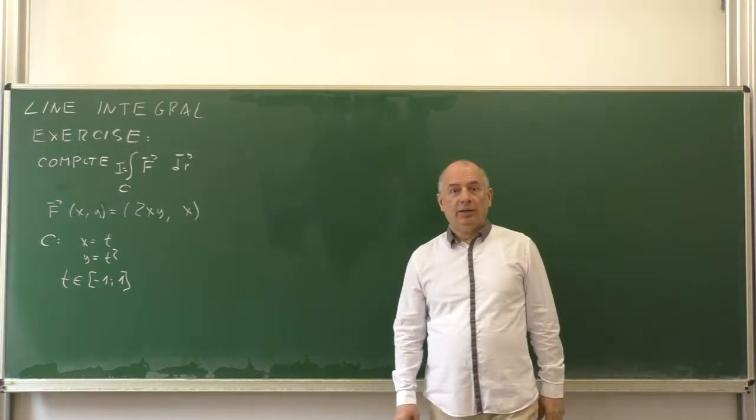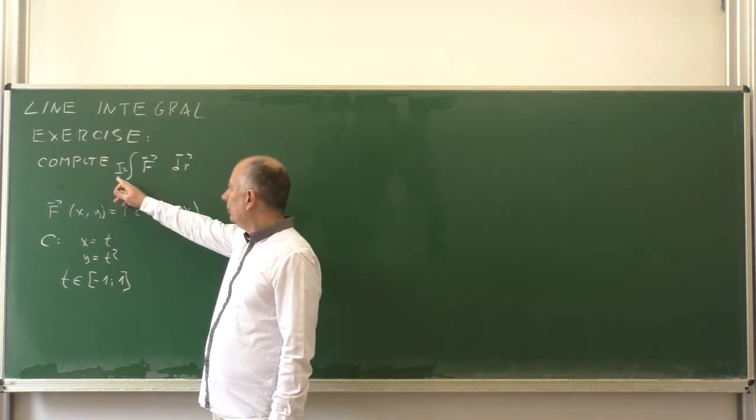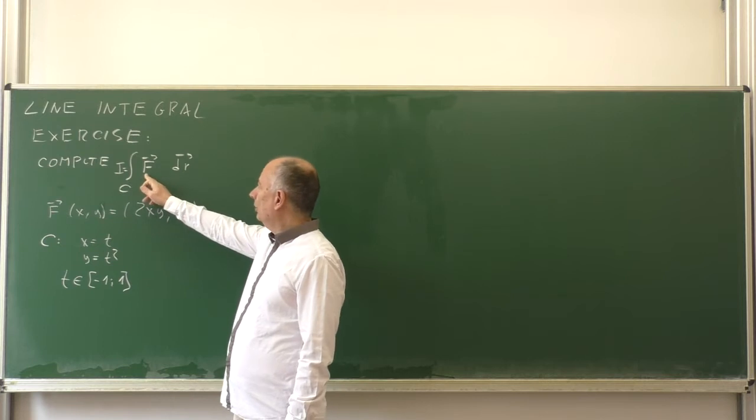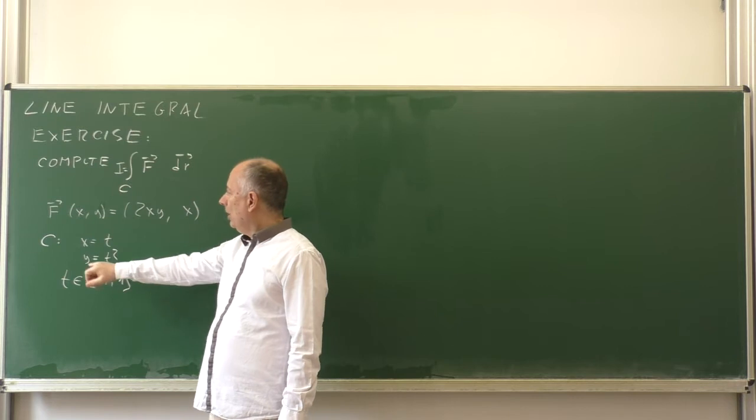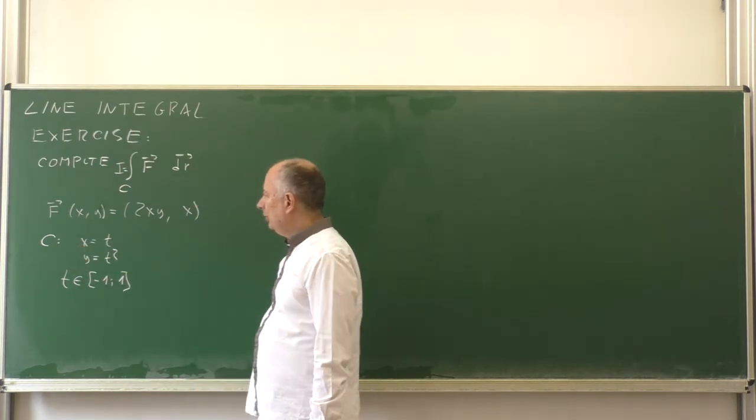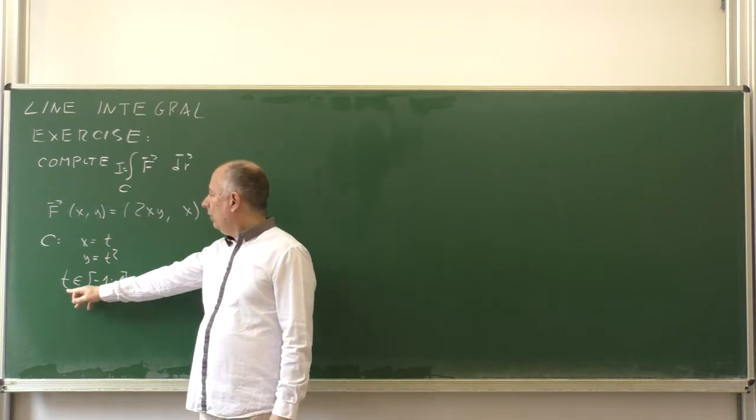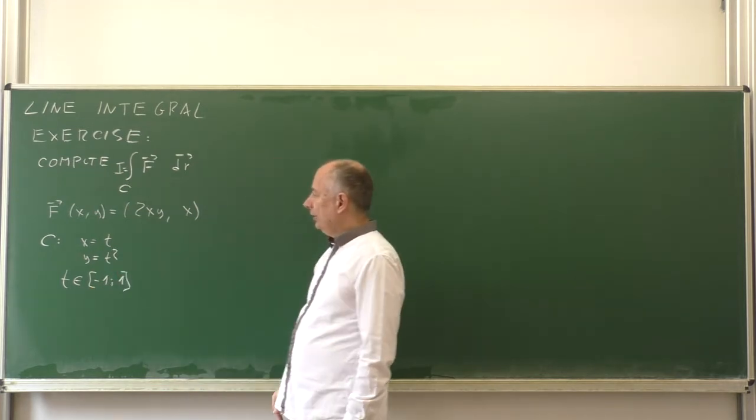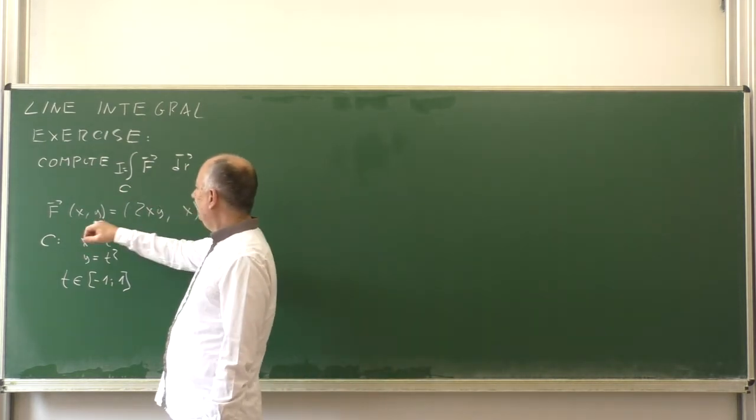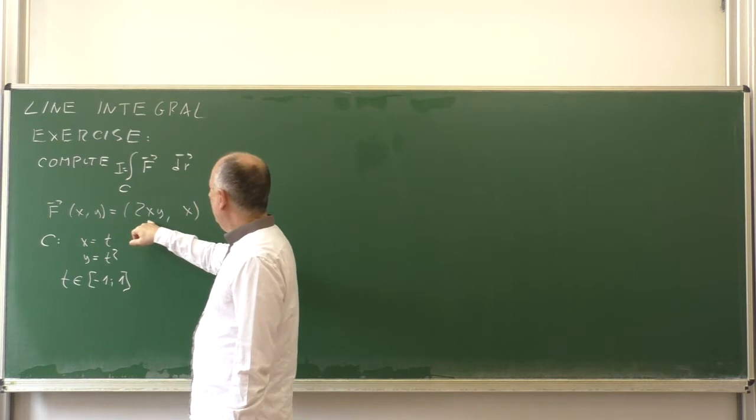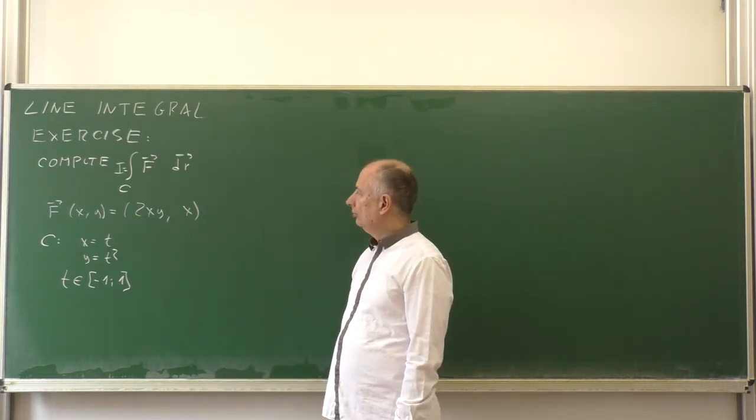Let us practice the line integral using this following exercise. We want to compute the curve integral of the vector field f dr along the curve C, where C is given by these two parametric equations. X is t and y is t squared, where the parameter t runs from the interval -1, 1. And the integrated vector field at the point xy has the components 2xy and x.